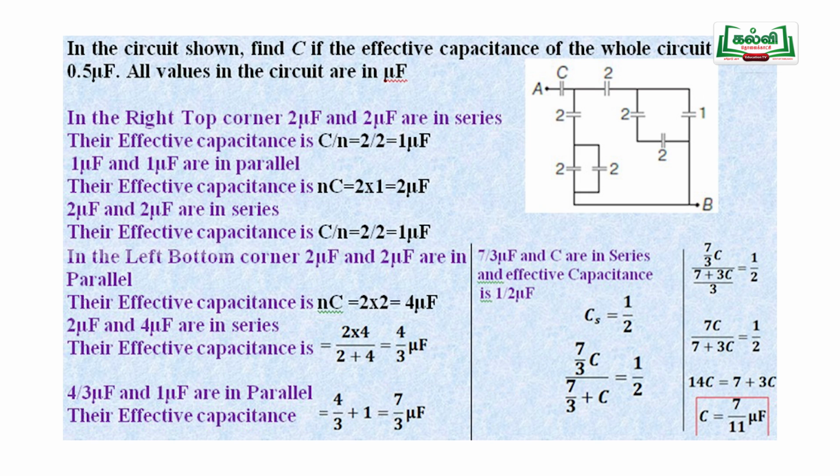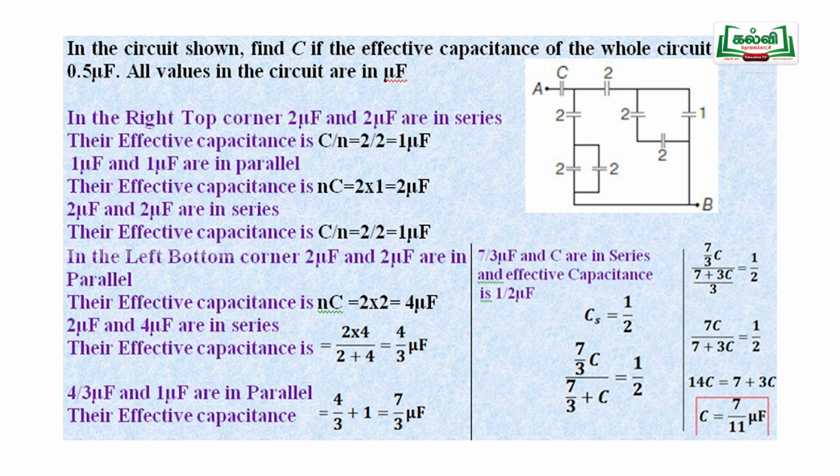Look at the diagram children, you are given the circuit, you are asked to find out what is the value of C if the effective capacitance between A and B is 1 by 2 micro farad. So, instead of this part, I have to get a single capacitance. That single capacitance and C connected in series, that effective capacitance must be 1 by 2 micro farad.